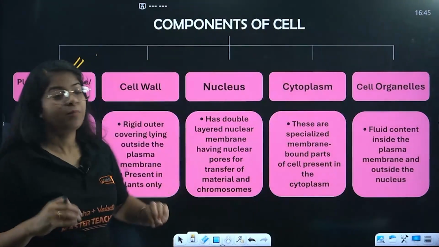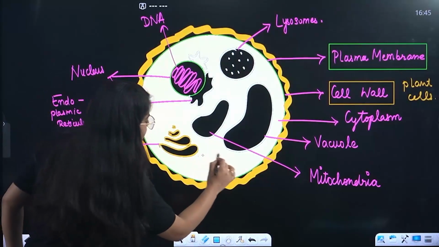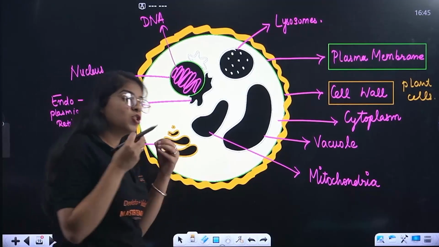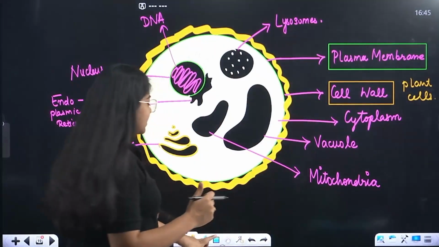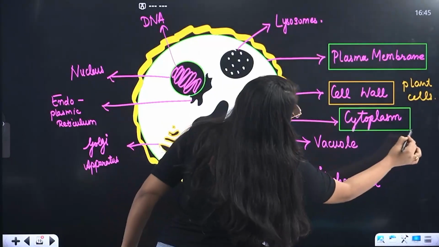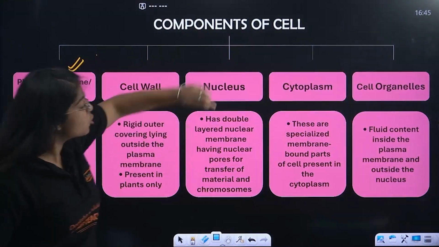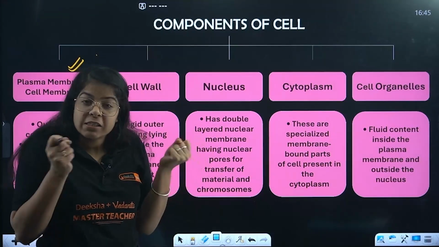Then, bacha, we studied about the cell wall. We have cytoplasm. So you look at this jelly-like substance, this white, this whole substance, right? This is a jelly-like substance which gives shape to our cell, right? This, bacha, is called cytoplasm. Done? And what is it used for? This is a special membrane which is bound parts of the cell present inside the cytoplasm.